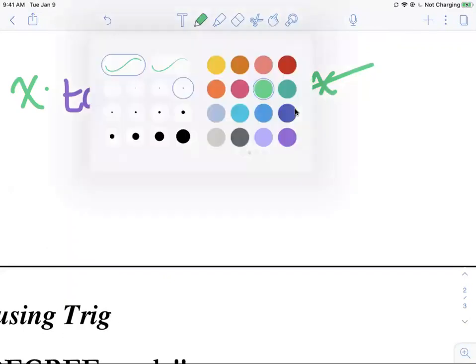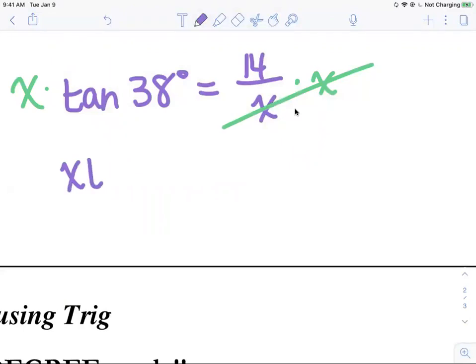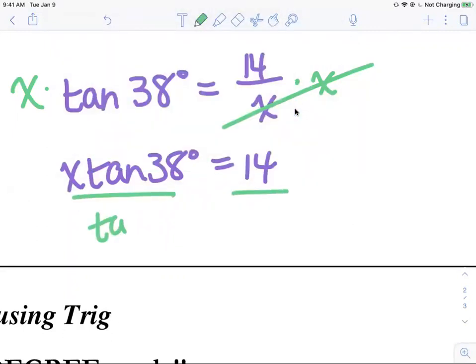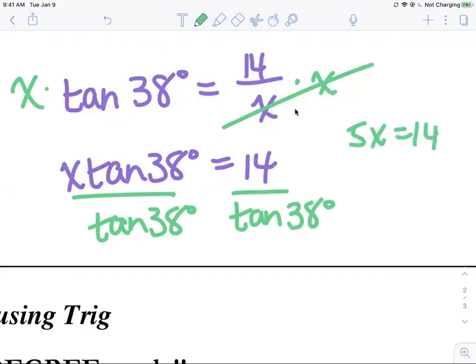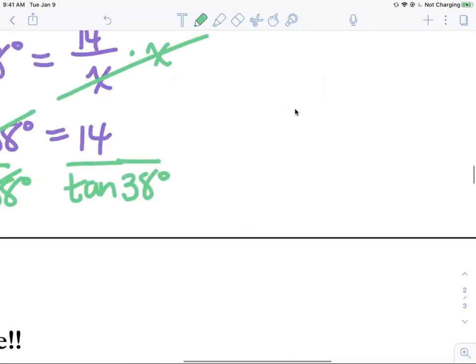Now, we have x tangent 38 is equal to 14. To get x alone, we're going to divide both sides by tangent 38. That's just a number, right? So it's like if you had 5x equals 14, you would divide both sides by 5. It's the same thing. Tangent 38 is just a number. We want it to cancel, and that's what we'll be typing in the calculator. Okay, 14 divided by tangent 38.